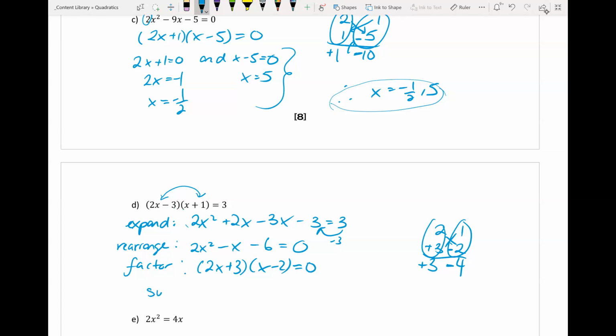And then now we just solve. So we can solve exactly like what we've done before. So x is negative 3 over 2, and then the other x is 2. And then we're done.